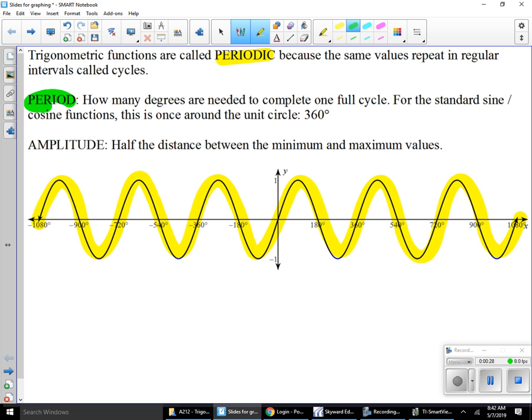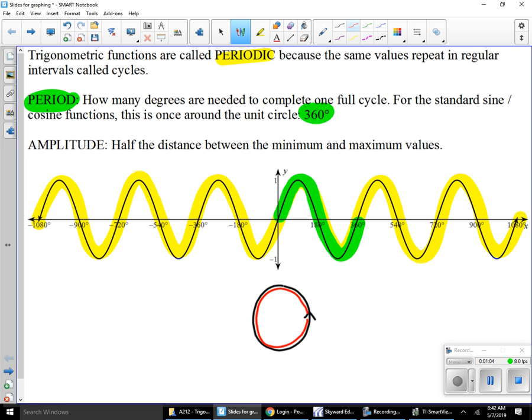The period is how many degrees are needed to complete a full cycle. So if you think about starting at 0, going all the way up to the max value, all the way down to the min value, and then back to start, that's called the period. How many degrees are needed to do that? Get all the values that this function has to offer and come back to start. That takes 360 degrees for our parent functions. And if you're thinking about that, a circle is 360 degrees. So we're talking about starting at 0, going all the way around the circle, and then coming back.